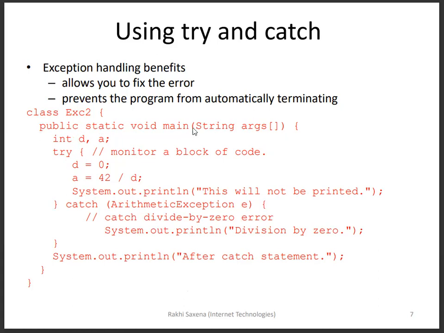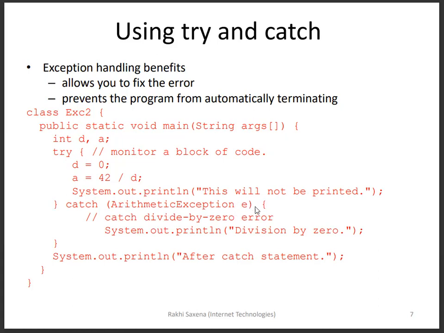Here we have public static void main, with two variables. This is the try and this is the catch. We assign a value: a is 42 and d is 0. This is a divide by 0 exception, which is an arithmetic exception. We could write Exception directly, because Exception is a superclass of ArithmeticException, but since this is specifically arithmetic, we use ArithmeticException.